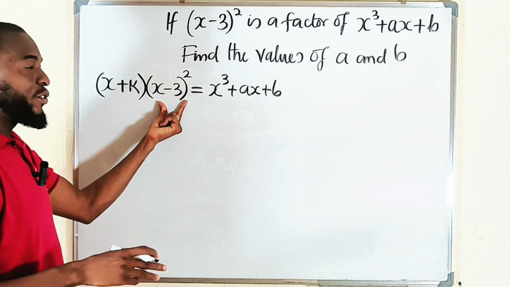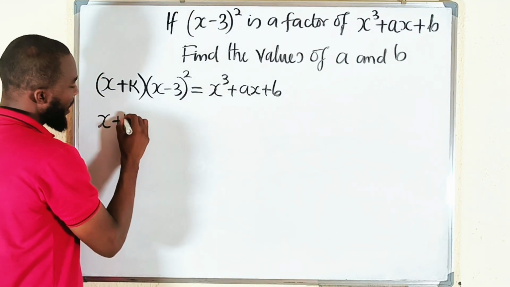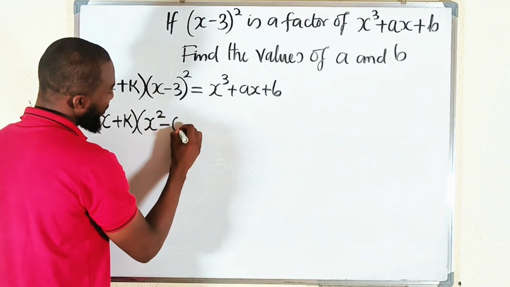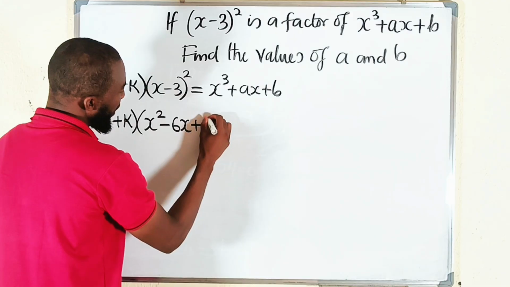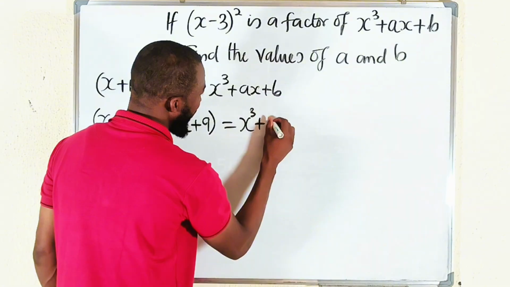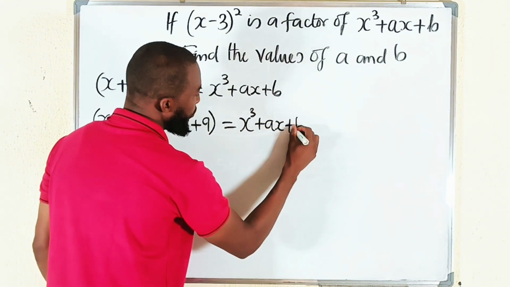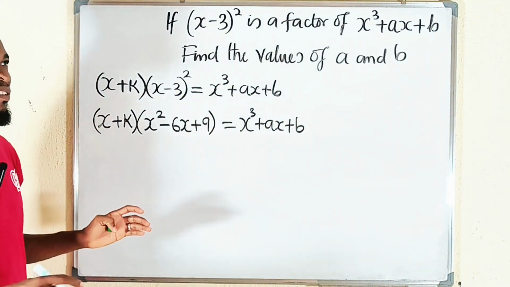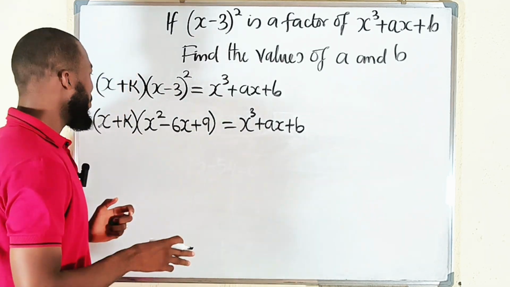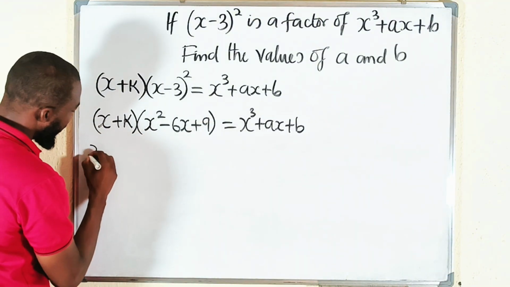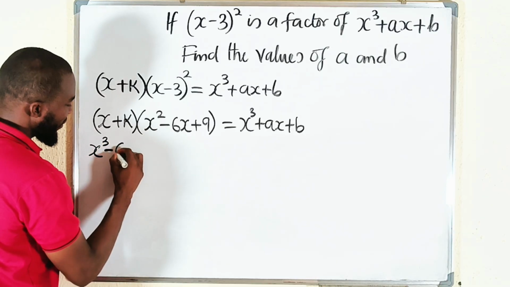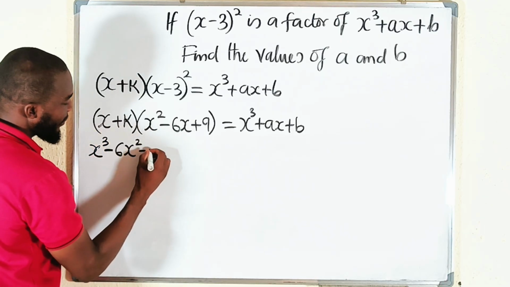We already seen the expansion of this. Let me bring it down. x plus k multiplied by x squared minus 6x plus 9, right? This is the expansion of this, and this remains x to the power of 3 plus ax plus b. Now let us expand. This is by relating the coefficients. If you are familiar with partial fractions, you should know what I mean here. So x times x squared will give us x to the power of 3, right? x times this will give us negative 6x squared. x times 9 will give us what?